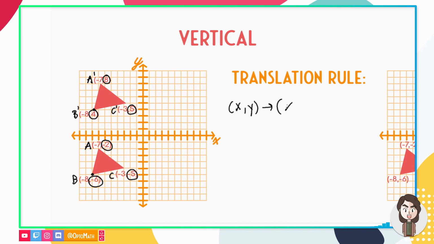So our translation rule will be starting with just our regular old points of our pre-image, and then we're going to keep our X's the same. If you notice, the X values are the same for all of our corresponding points. And then we're going to be adding 10 to our Y, and that is our translation rule for vertical, our first example.